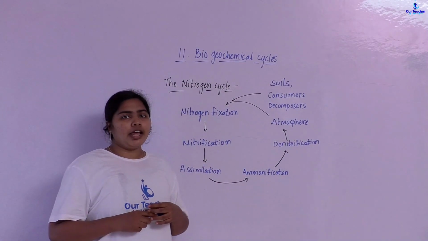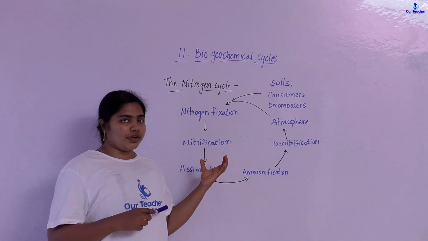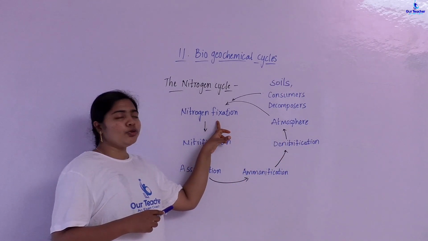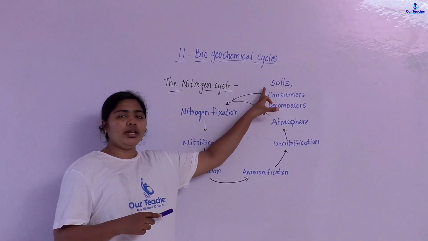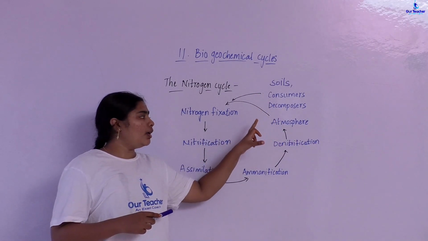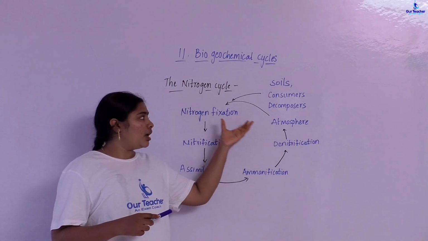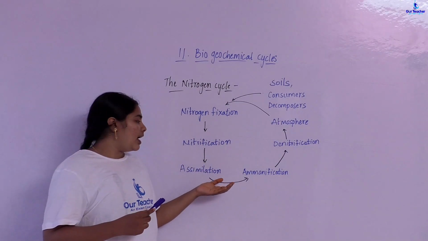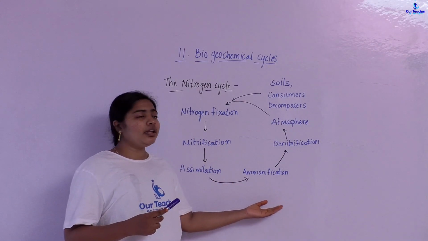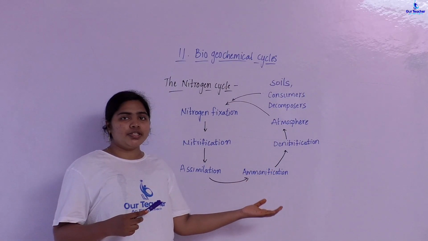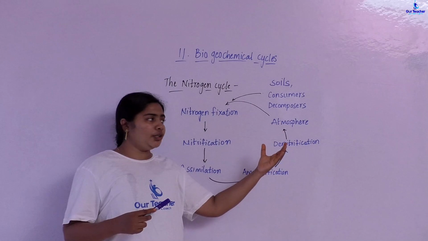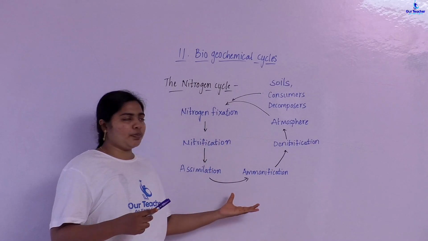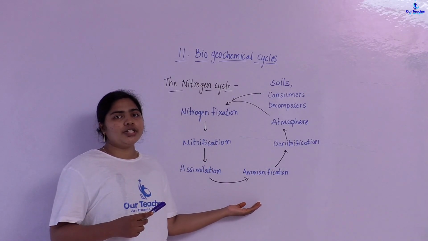Nitrogen cycle. Here the nitrogen is fixed and the nitrogen travels through several steps, that is nothing but the nitrogen cycle. Here the nitrogen fixation is done from soil, consumers and also decomposers, and also from atmospheric nitrogen. After nitrogen fixation, it goes into the processes of nitrification and assimilation, ammonification, and finally denitrification is done. The nitrogen again travels into the atmosphere. This is a cyclic form of nitrogen travelling through all these processes, so we call it a nitrogen cycle.